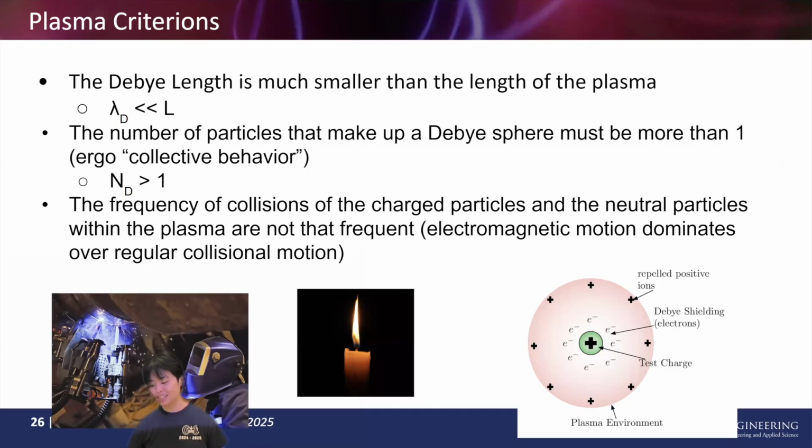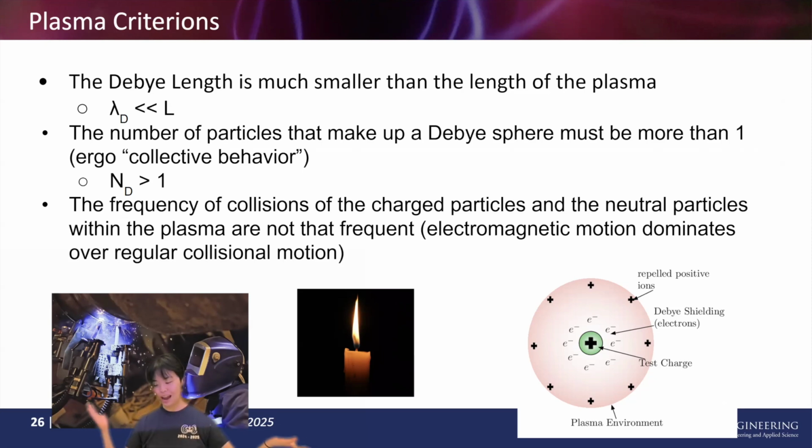And in reality, this third criterion is really what sets apart whether a fire is a plasma or not. It depends. Is the frequency of collisions between the charged particles and the neutral particles not that frequent? Is it more dominated by electromagnetic motion versus collisional motion? That's what really sets apart a fire from a plasma.